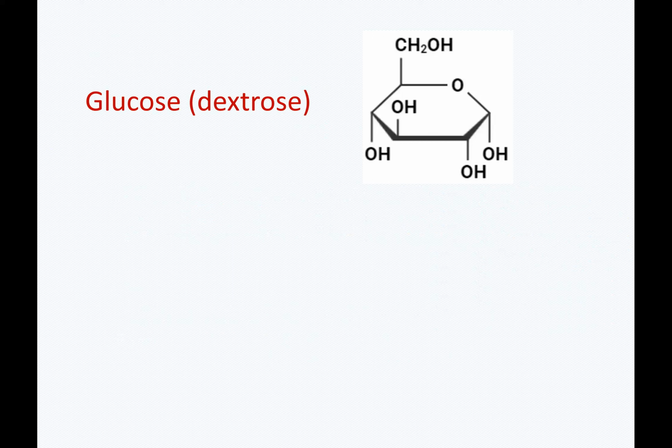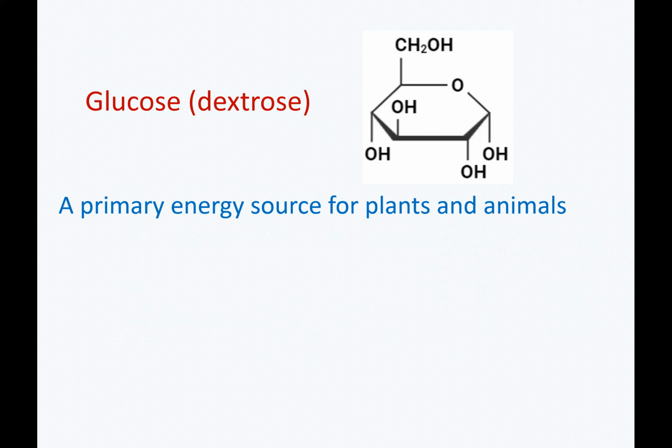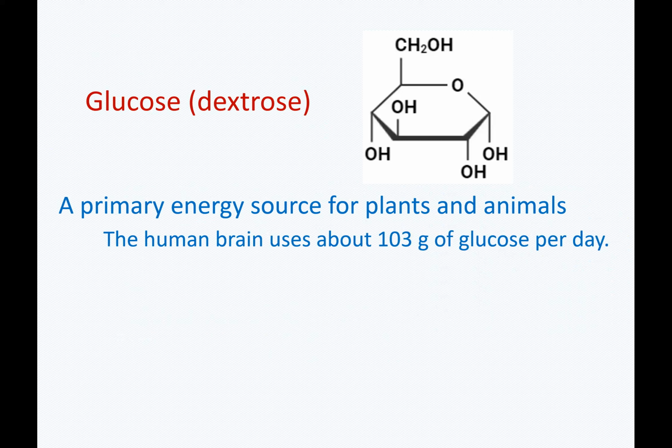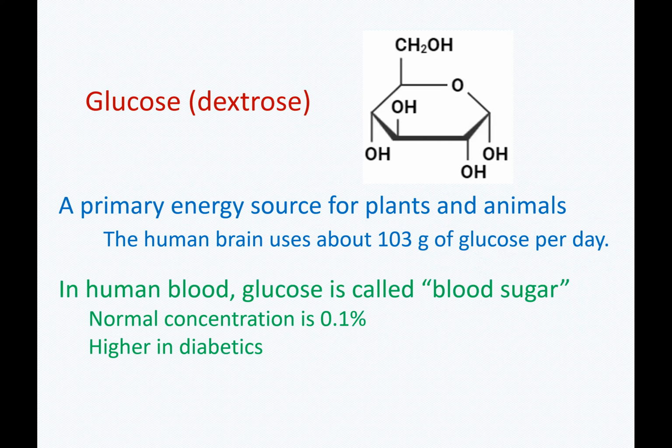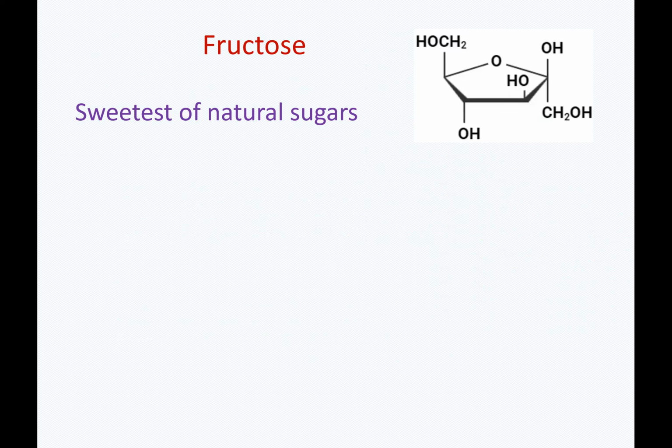Glucose, which is also called dextrose, has that chemical structure. It's a primary energy source for both plants and animals. The human brain uses about 103 grams of glucose per day, so that's quite a lot. In human blood, glucose is called blood sugar. Normally, it has a concentration of about 0.1%. However, this will be higher in diabetics.